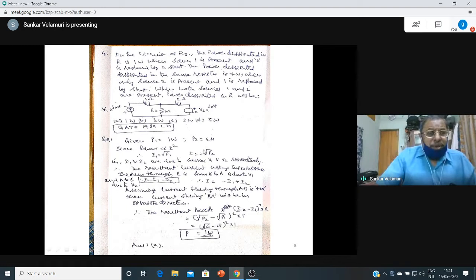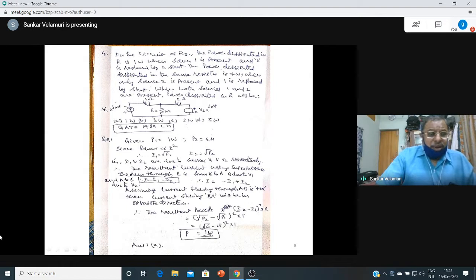So I repeat the statement of the problem. In the circuit shown in figure 1, the power dissipated in R is 1 watt when source 1 is present and source 2 is replaced by a short circuit. The power dissipated in the same resistor is 4 watts when only source 2 is present and source 1 is replaced by a short. When both sources 1 and 2 are present, the power dissipated in R will be?